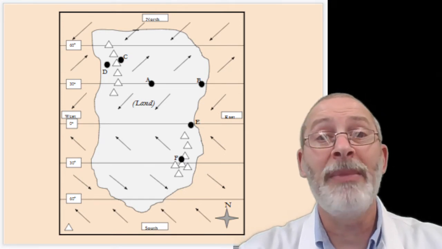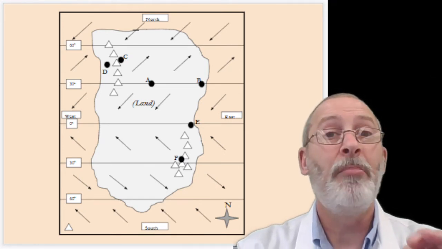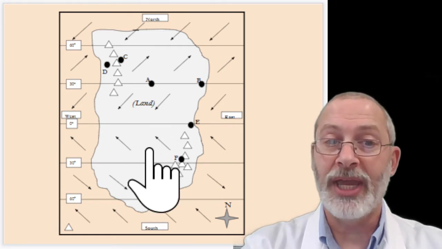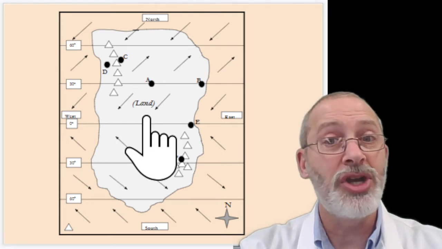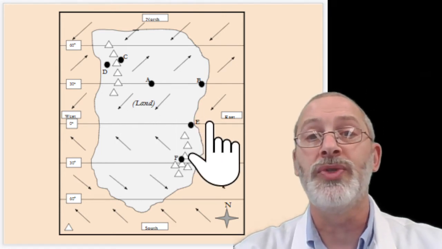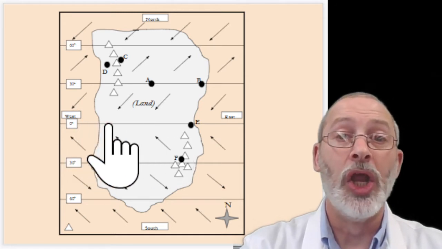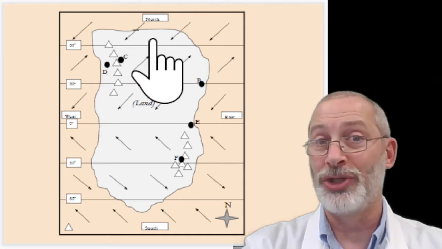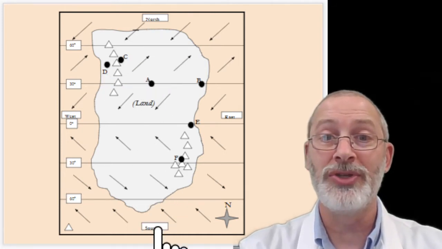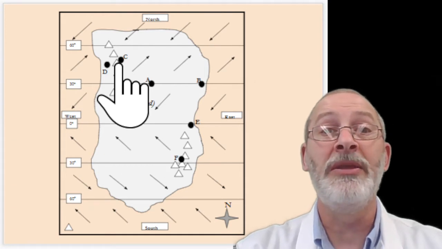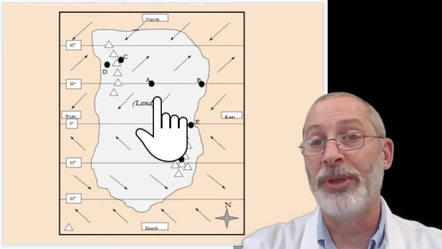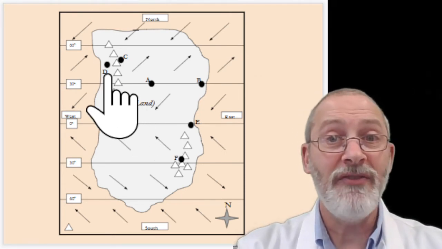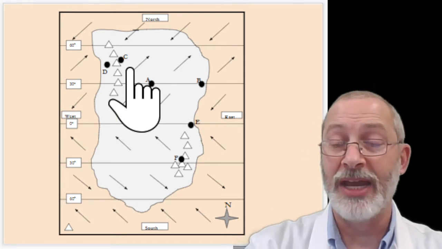And as you examine each of those locations, pay attention to its location. Is it located in the interior of this large landmass, or is it near the coast? Is it at a low latitude near the equator, or is it at a higher latitude toward the poles? Here's the North Pole and here's the South Pole. Is it located in the mountains, or is it in a plain? Is it on the windward side of a mountain or the leeward side of a mountain?